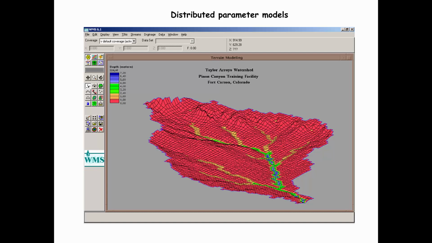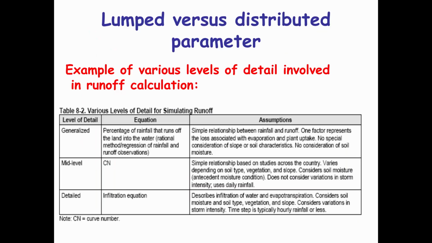The GSSHA model, as an example, is being used by the DNR to evaluate what's going on at very small scales. So you can actually look here on the scale of 1 square meter in a watershed, whereas you can't do that with a lump parameter model. So lumped versus distributed parameter models just give an idea of the level of detail that you have, and this table is to get an idea of what goes on as far as runoff calculation is concerned.